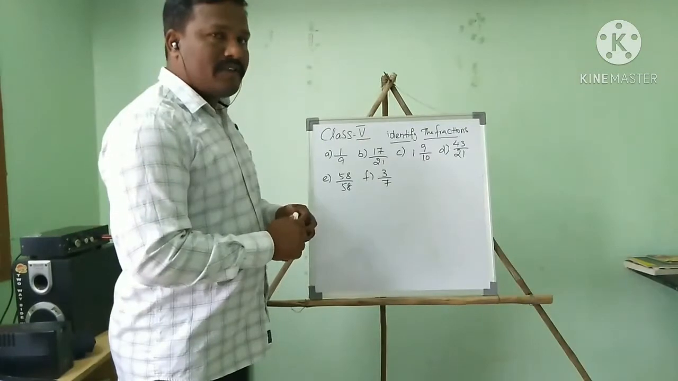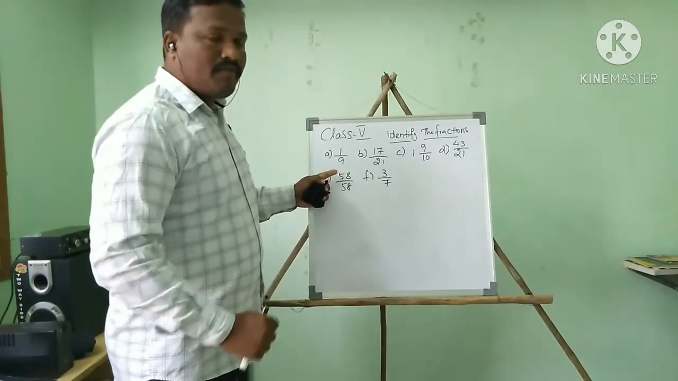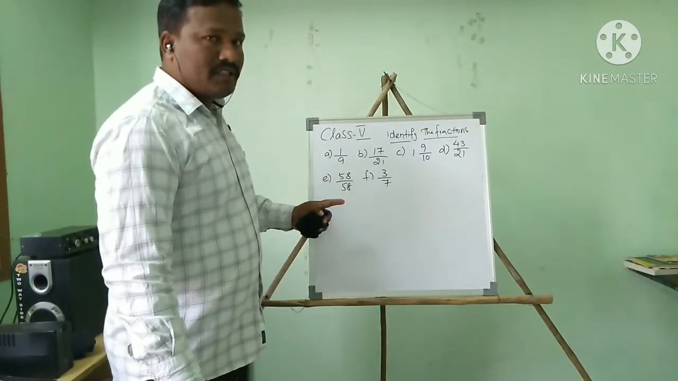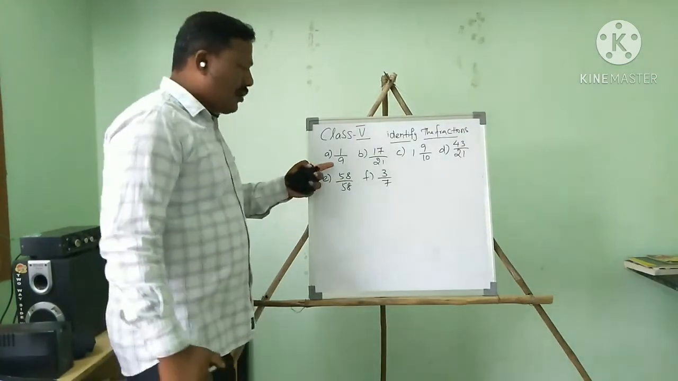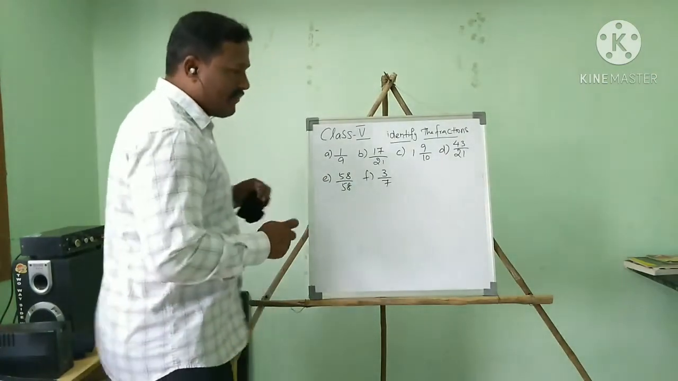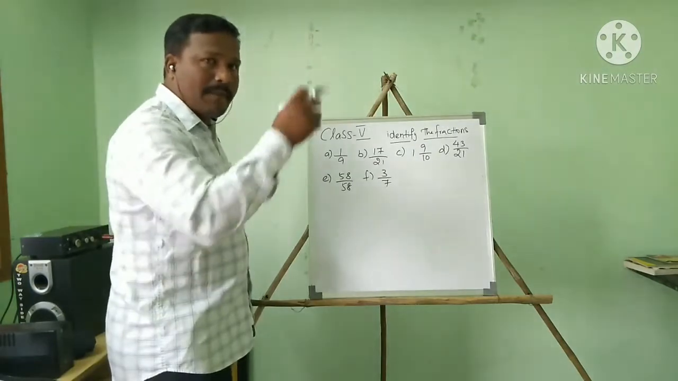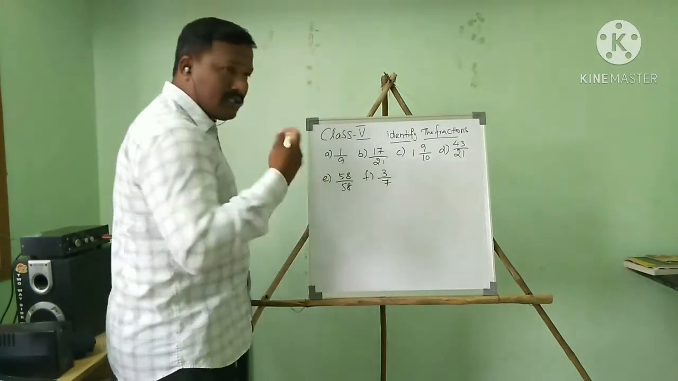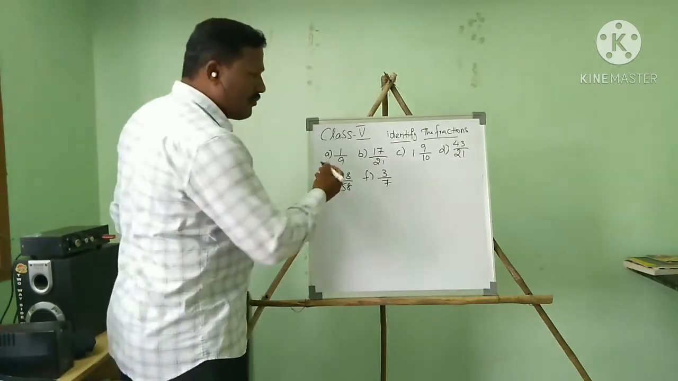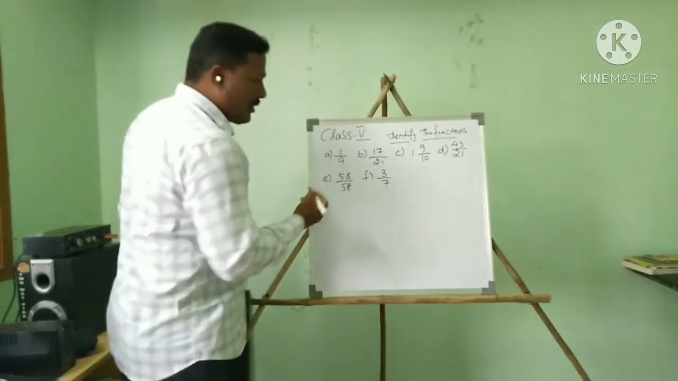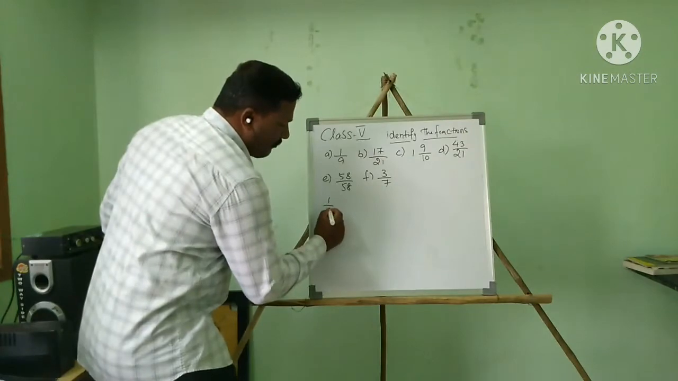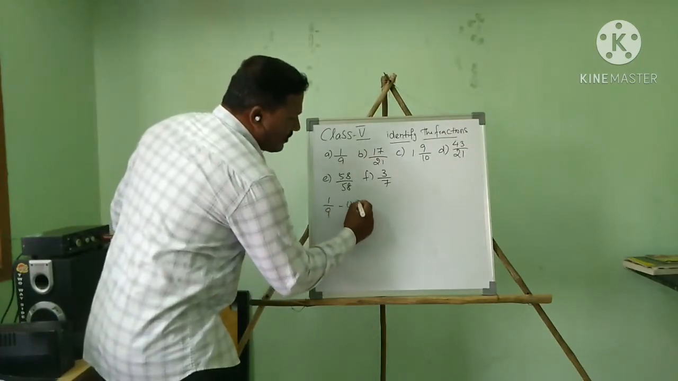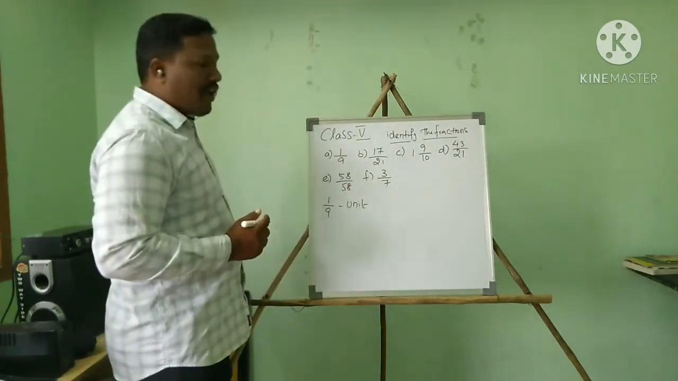Now let me check the given fractions and see what type of fraction each one is. 1 by 9: I already gave the types of fractions with examples, so use that method. Now we will solve this question. 1 by 9 is a unit fraction, you know very well.